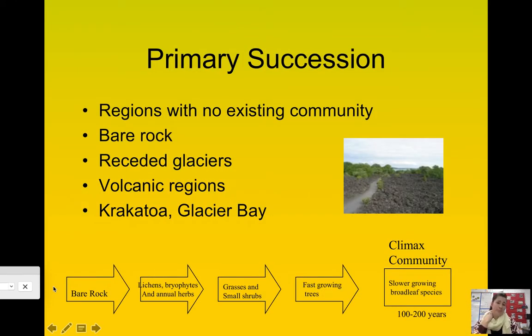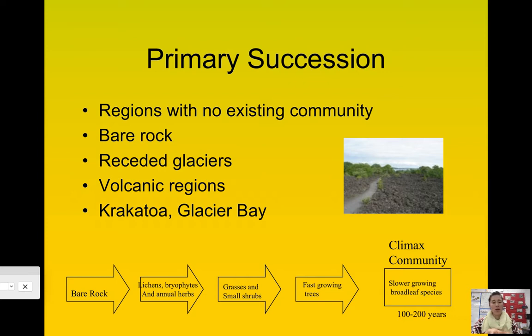There are two main types of succession that we're going to talk about. We have a couple of sub ones that we'll talk about, but the two main ones are primary succession and secondary succession. Let's talk about primary first. Primary succession happens when there is nothing there to begin with. That's really important to remember.